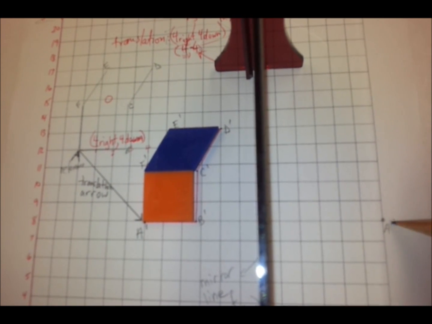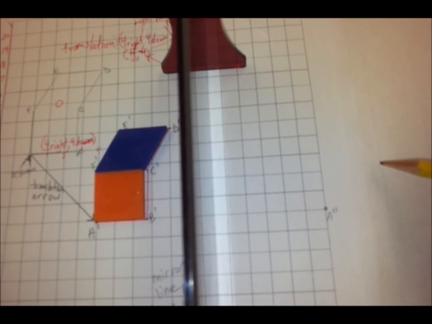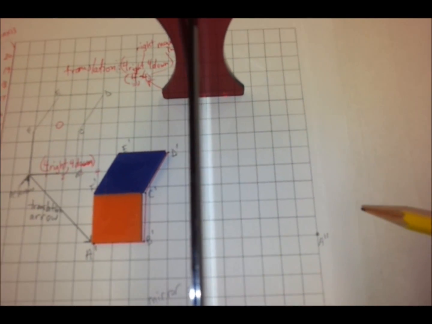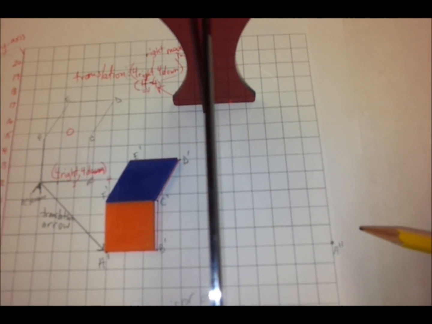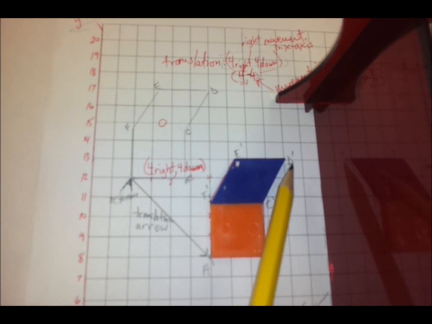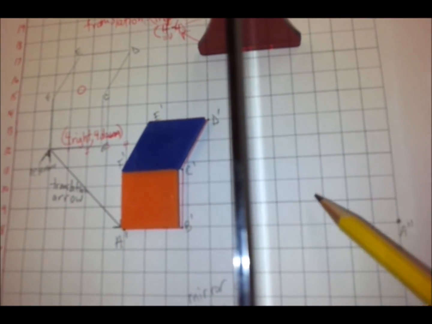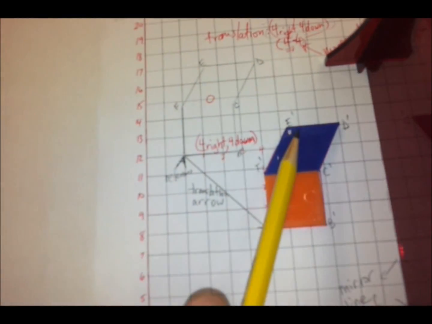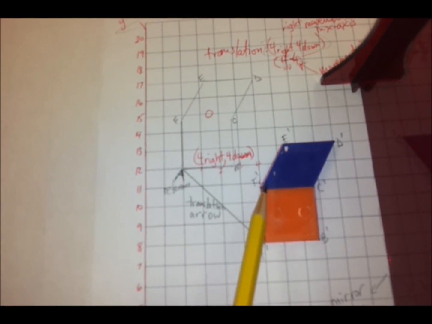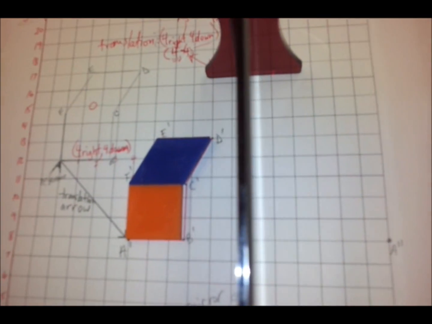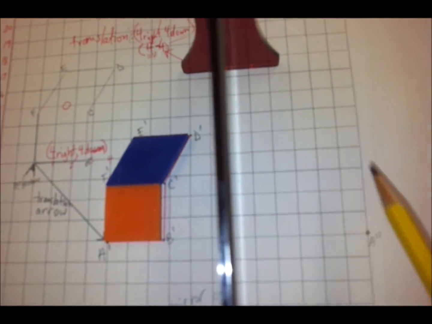You're probably thinking, well, A double prime, does that mean the shape's going to be over here? No, this is a reflection. It's not a translation. That means the points that are closest to the mirror line on this side will also be closest to the mirror line on this side. The points that are furthest away in your object will be furthest away in your image.